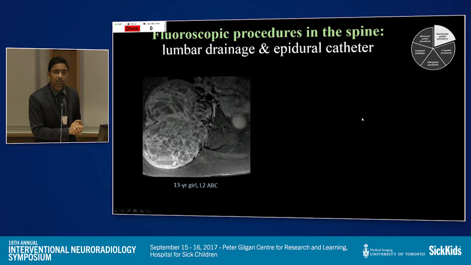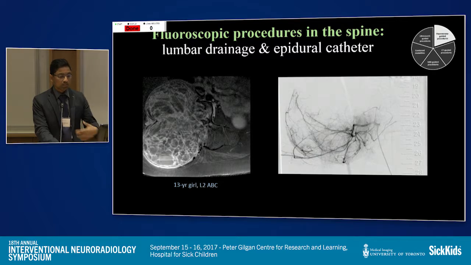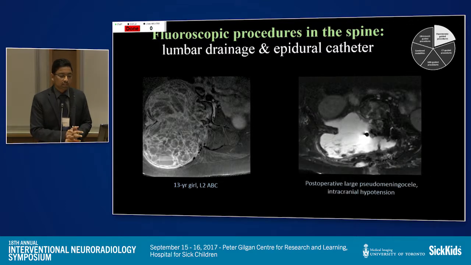This was a 13-year-old girl who had this giant aneurysmal bone cyst. Incidentally, an MRI had been performed for some other indication 10 years ago and was completely clean, but at the age of 13, she has this giant aneurysmal bone cyst. We initially performed a transarterial embolization as a pre-surgical devascularization. Intraoperatively, she developed a dural tear, because of which she developed a large pseudomeningocele.